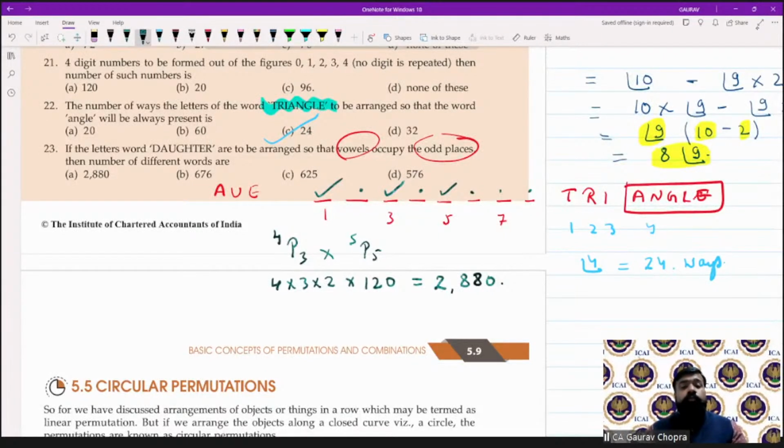So the first condition was vowels should come at odd places. 4 odd places are there and 3 vowels are there, so 4P3. Now 5 alphabets are there and 5 positions are there, so they can be arranged in 5P5 ways. So the final result is 2880. This much possibilities are there.